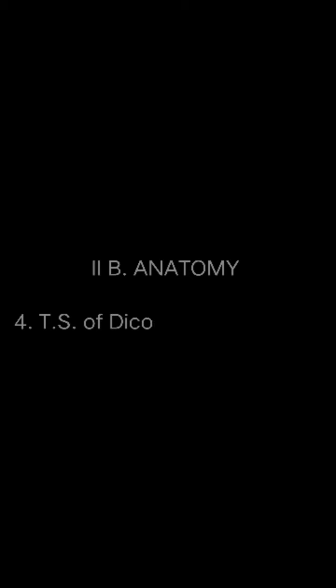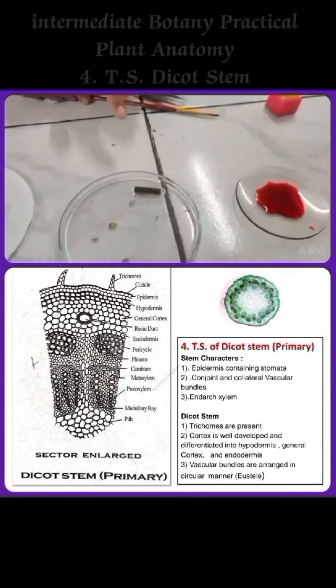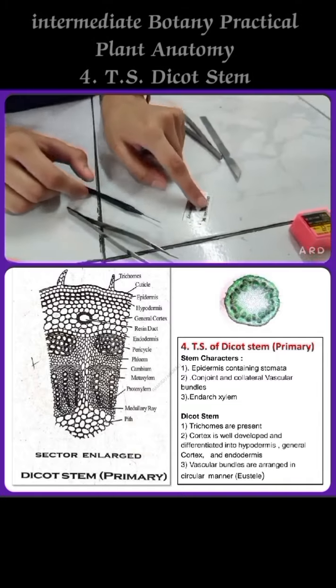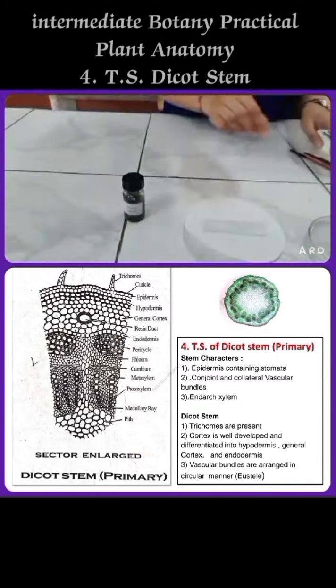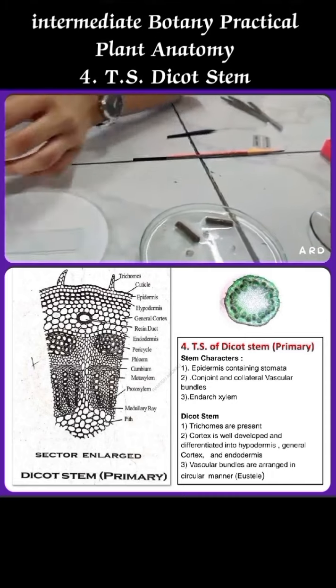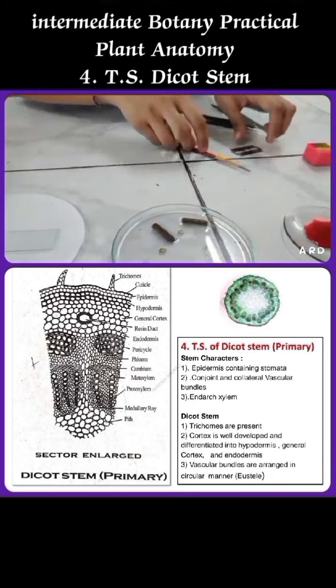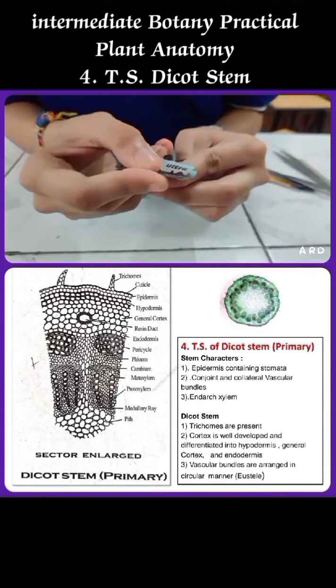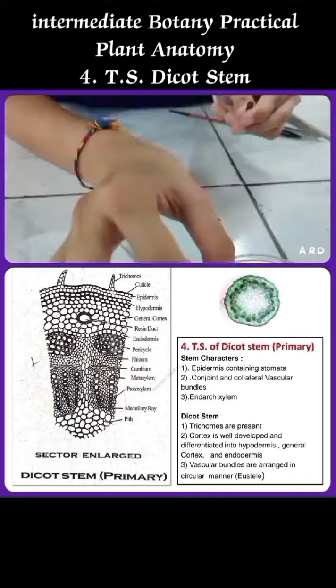Fourth one, TS of dicot stem. Primary stem characteristics: epidermis containing stomata, conjoint collateral vascular bundles, endarch xylem. Dicot stem: trichomes are present. Cortex is well developed and differentiated into hypodermis, general cortex and endodermis.